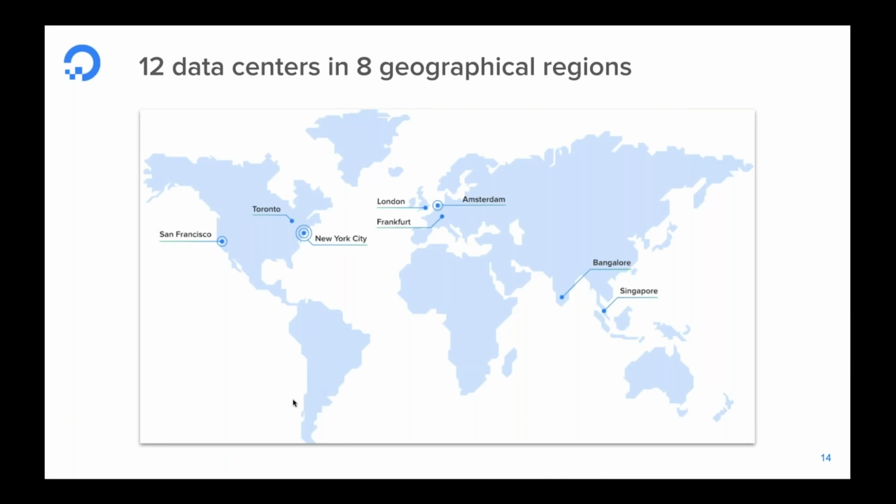Droplets and the other services that DigitalOcean provides can be deployed in 12 different data centers around the world. These are in 8 different geographical regions around the world. And this is key if it's important for you to support your end users around the world. You can start small in a single location, and then expand into other locations as needed.